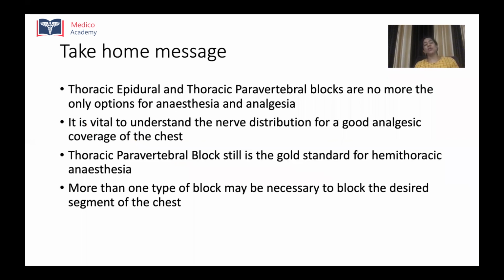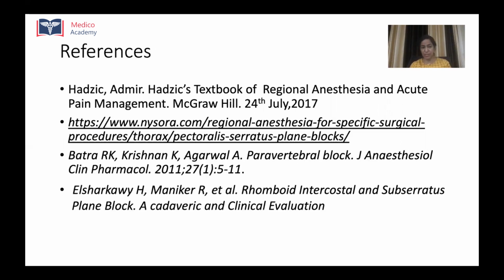So, as a take-home message, the thoracic epidural and thoracic paravertebral blocks are no more the only options available for anesthesia and analgesia. It is vital to understand the nerve distribution for a good analgesic coverage of the chest. Thoracic paravertebral block still is the gold standard for hemithoracic anesthesia, and more than one type of block may be necessary to block the desired segment of the chest.